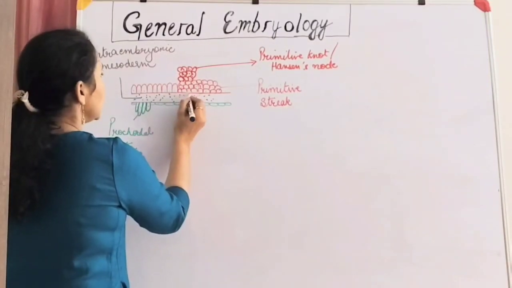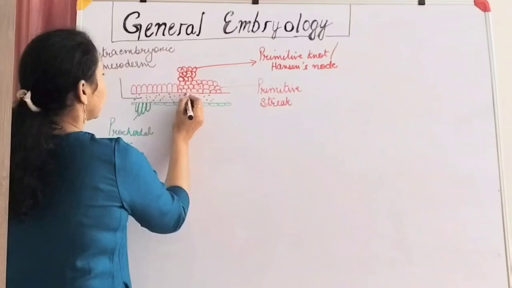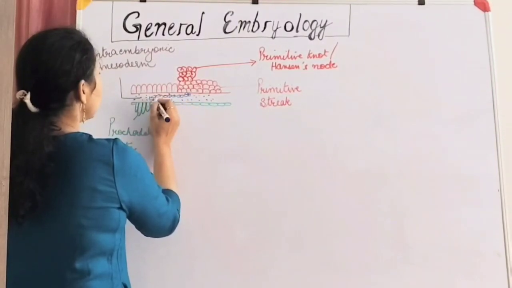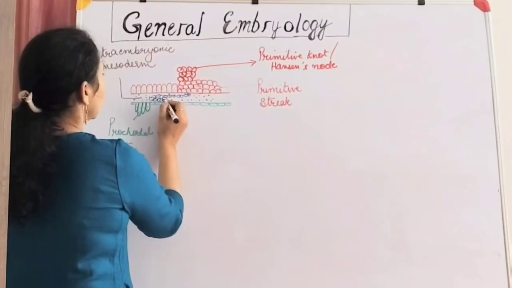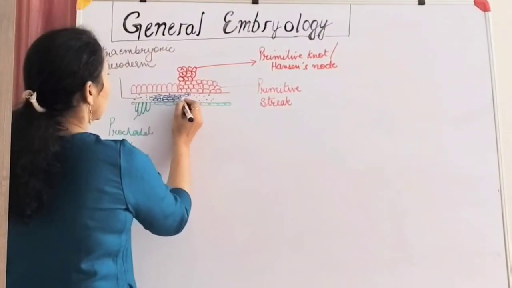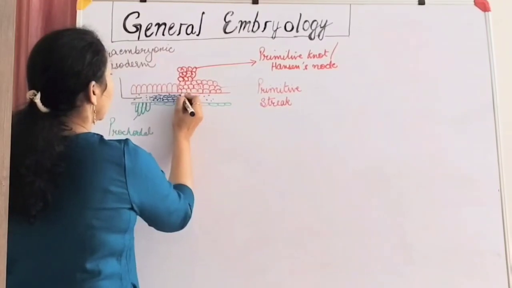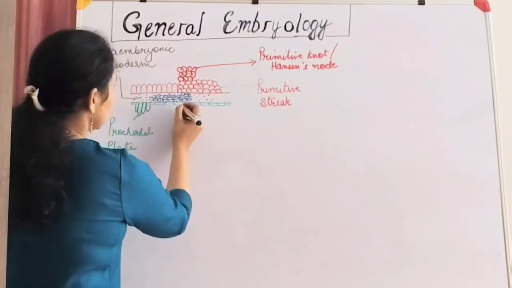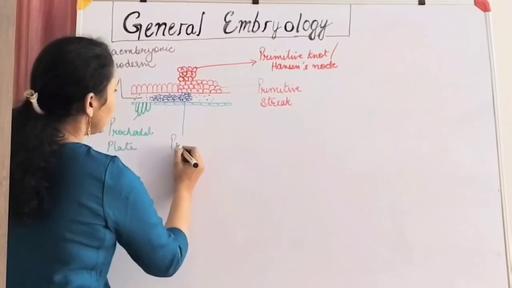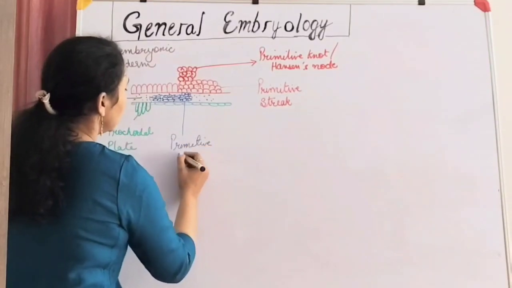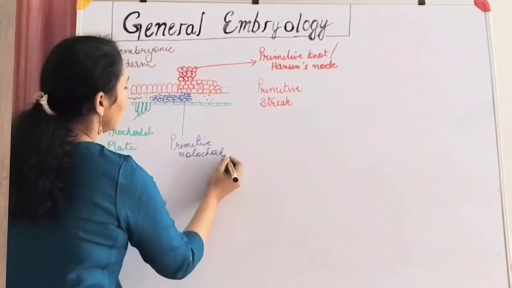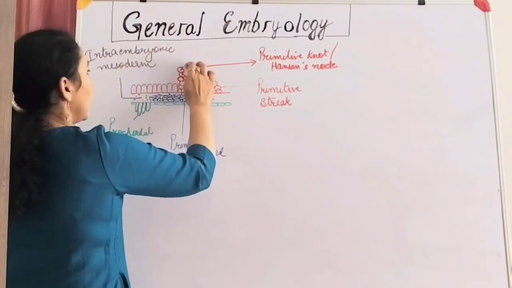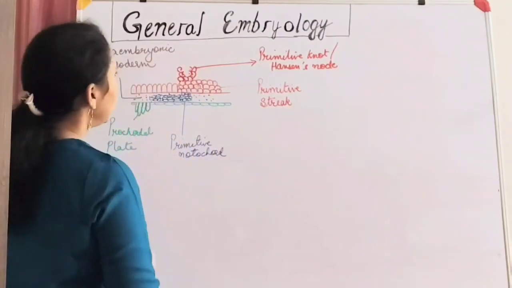The cells will start from the cranial end of the primitive streak to the caudal end of the procaudal plate. So we have these cells going into the intraembryonic mesoderm, right? Now this structure is known as the primitive notochord. This is called the primitive notochord, right?